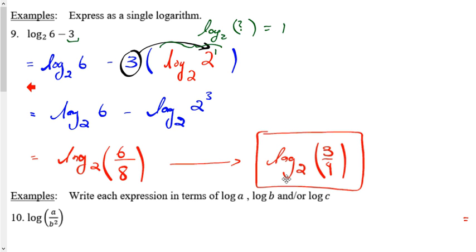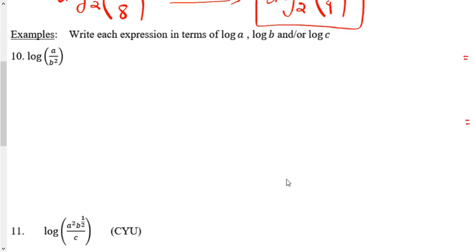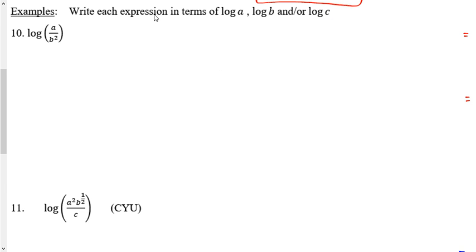Let's try another example. Question number 10. We want to rewrite each expression in terms of log a, log b, or log c. So now we're working backwards. Instead of condensing everything to a single logarithm, we want to break it into its separate parts. So we're just using the laws of logarithms in reverse.